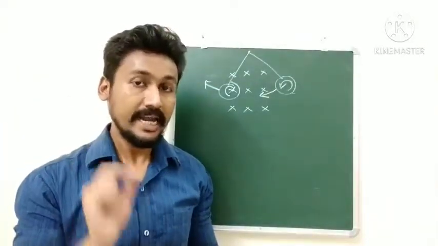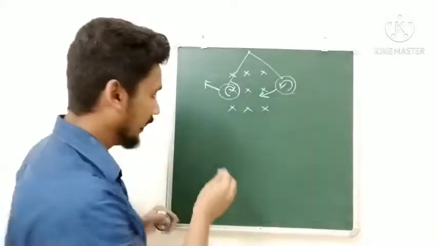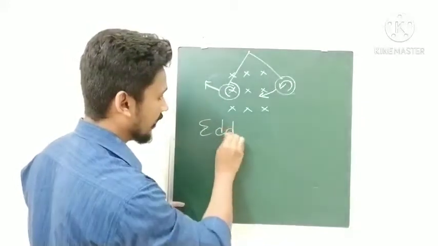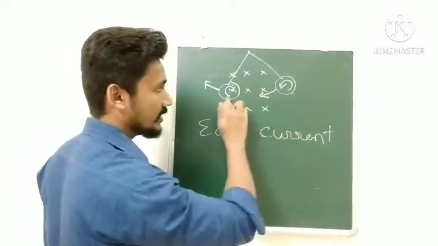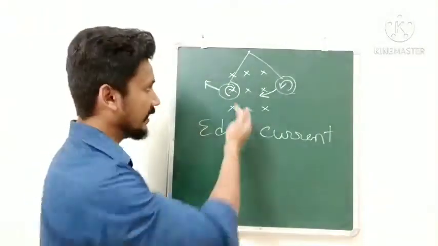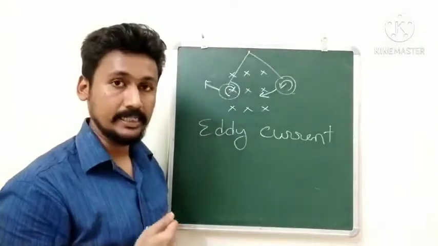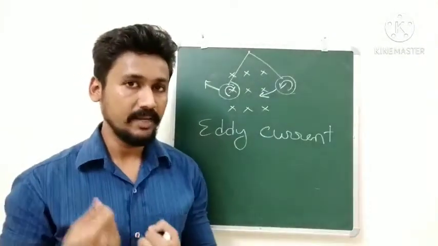These are called eddies. And this current that we get here, that is known as the eddy current. So this current that we are getting inside that metal plate, that is known as the eddy current. Now what happens due to the eddy current? As I said, heat is generated inside the metal plate, and that is an undesirable effect.